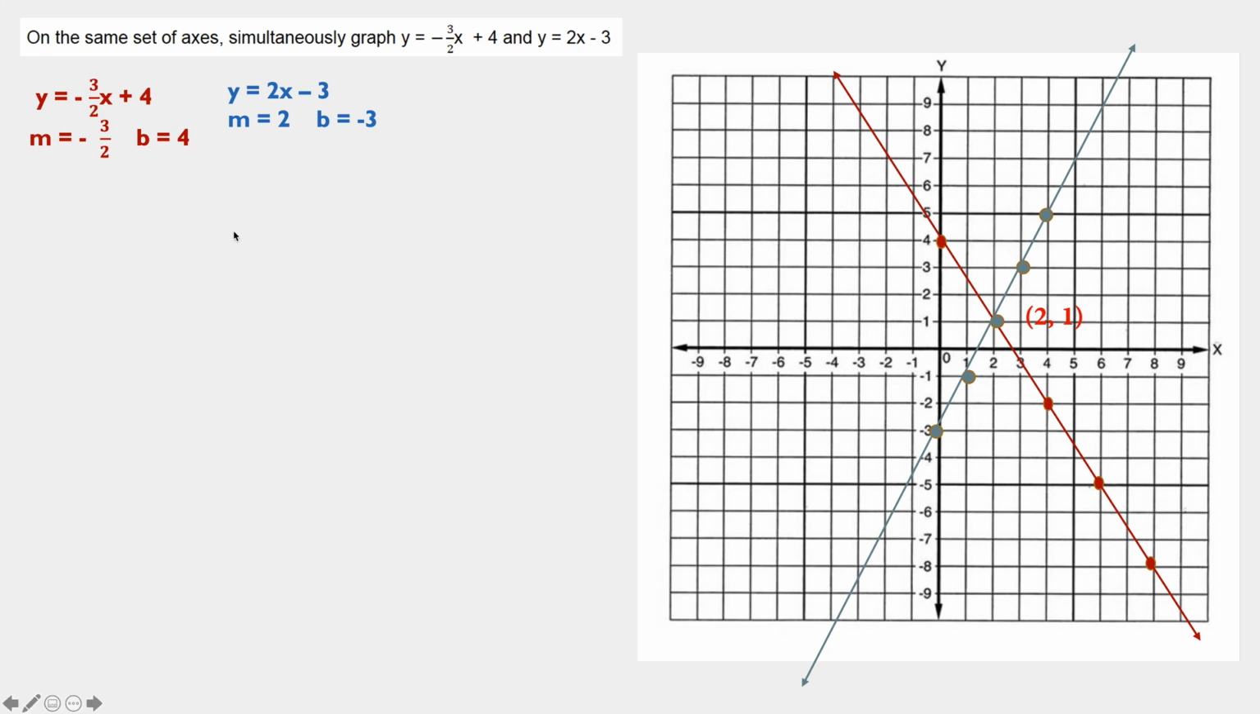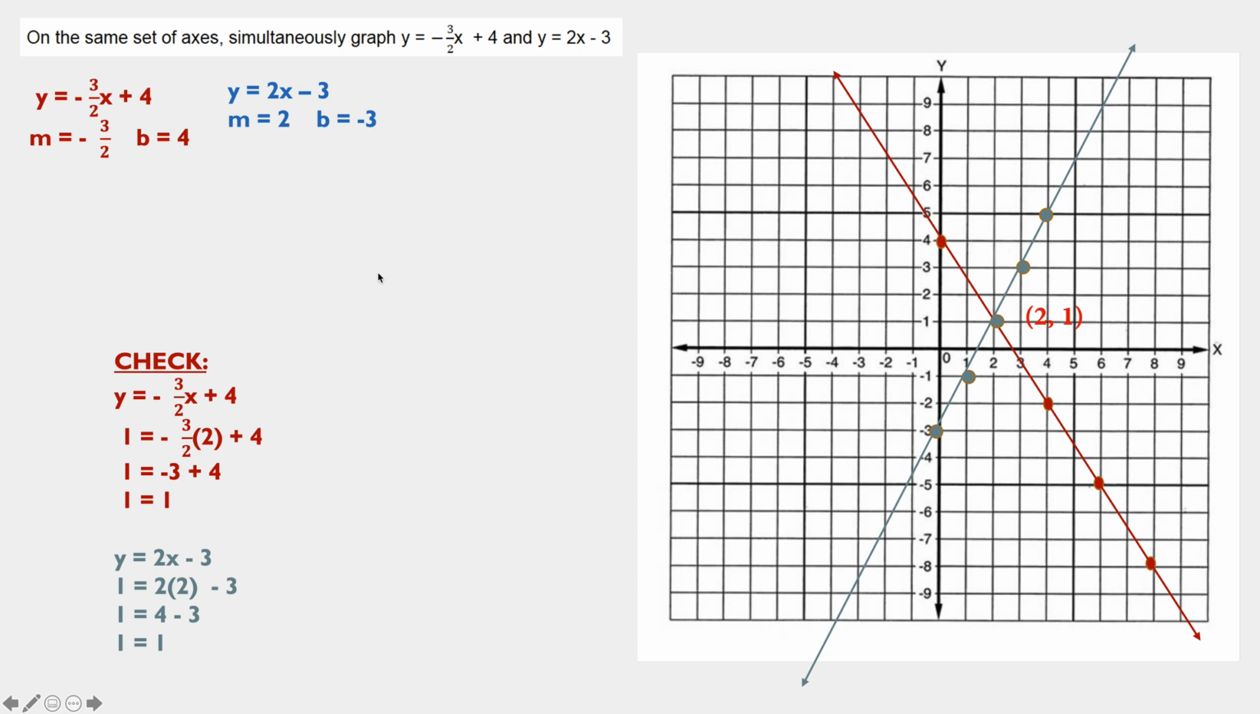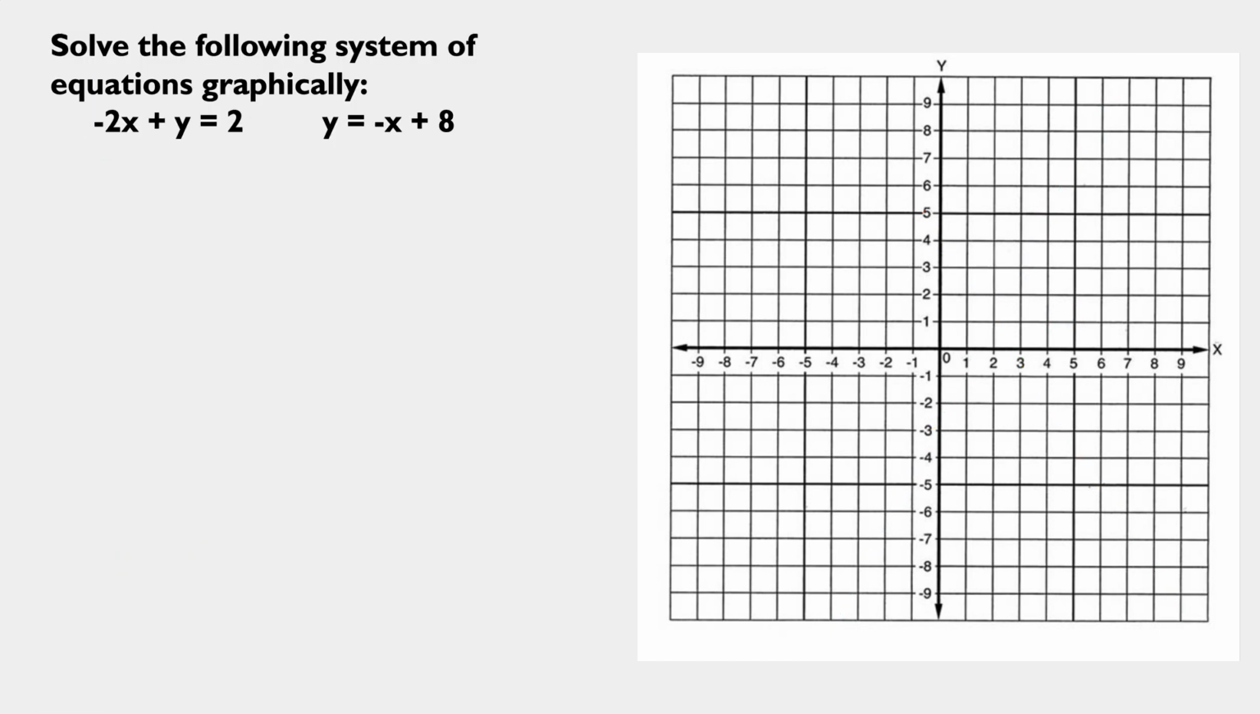It is now time for me to check it, which I do. And I get, plugging in a 2 for x and a 1 for y, negative 3/2 times 2 is negative 3, plus 4 is 1. So this first one checks. And then here, y equals 2x minus 3, x is 2, y is 1. So does 1 equal 2 times 2 minus 3? You bet. 1 equals 4 minus 3. That is correct. Okay, so we get checking, and checking is a beautiful thing. Okay, next up, go ahead.